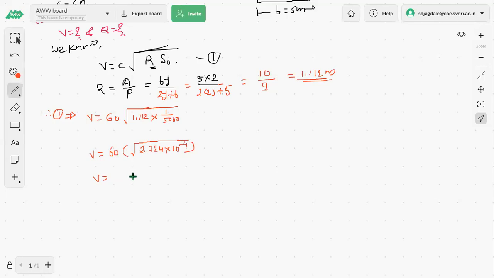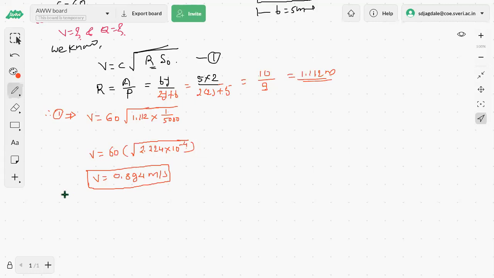0.894. Are all of you getting the same answer? Yes, sir. So this is the velocity of the flow for this particular channel section where bed slope is 1 in 5000 and hydraulic radius is 1.112. Now similarly we have to find out the discharge.